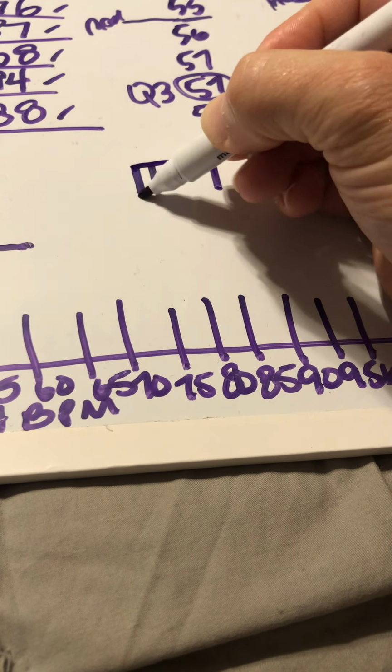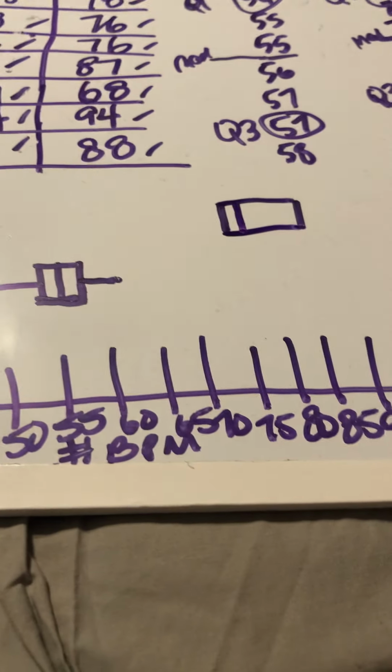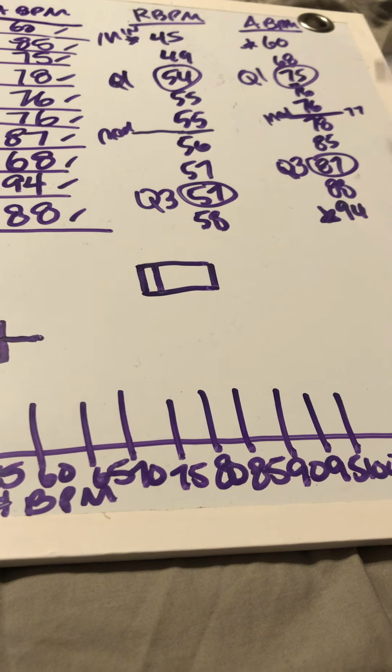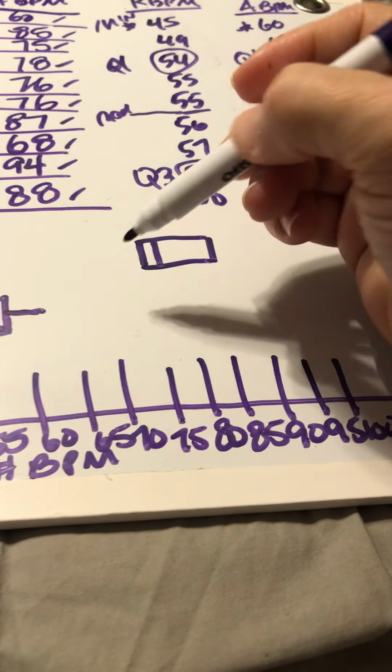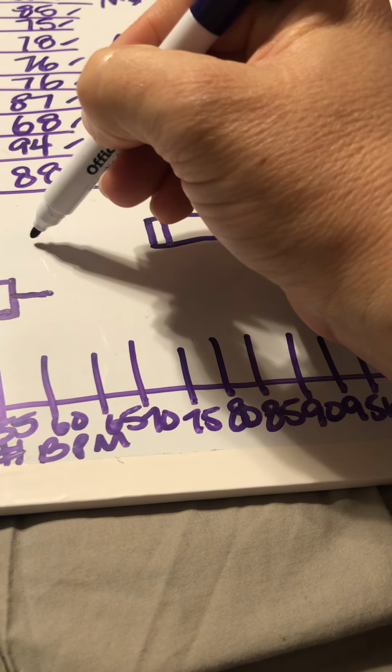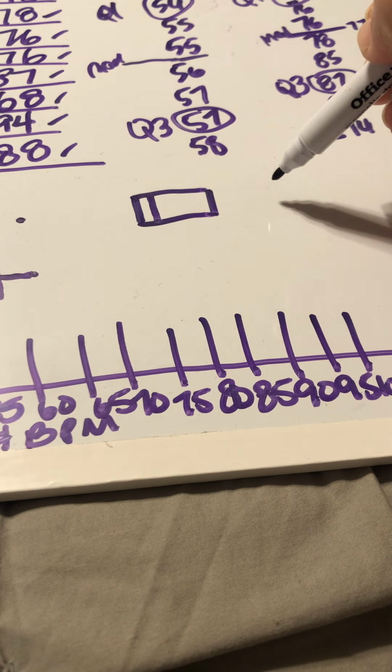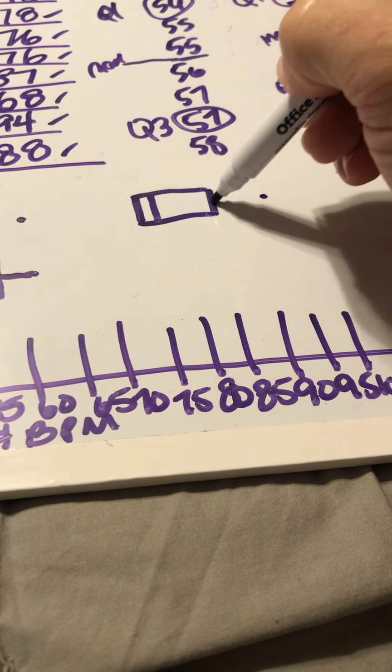And then you're going to connect all those lines to make the box in the middle. And then I'm going to go up to my minimum and my maximum. I'm going to go to 60 and 94 to make my dots. So down here at 60, I'll make a dot. And then all the way up here at 94, I'll make a dot and draw that in.